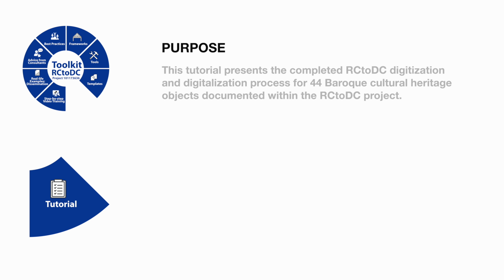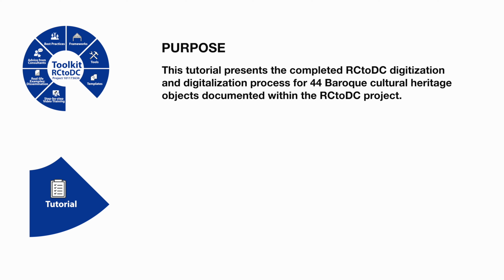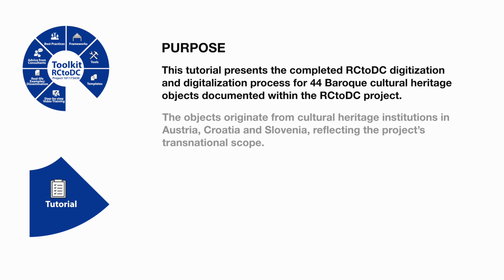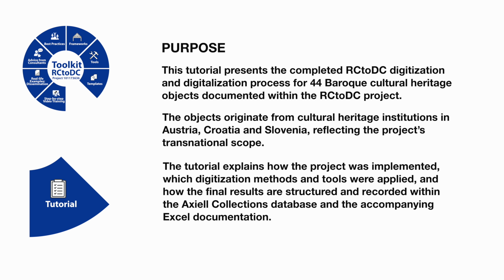Purpose. This tutorial presents the completed RCtoDC digitization and digitalization process for 44 Baroque cultural heritage objects documented within the RCtoDC project. The objects originate from cultural heritage institutions in Austria, Croatia, and Slovenia, reflecting the project's transnational scope. The tutorial explains how the project was implemented, which digitization methods and tools were applied, and how the final results are structured and recorded within the Axial Collections database and the accompanying Excel documentation.